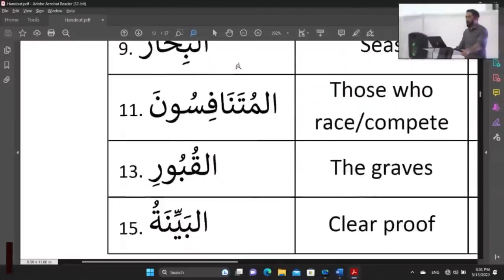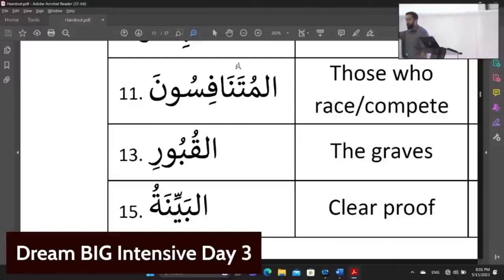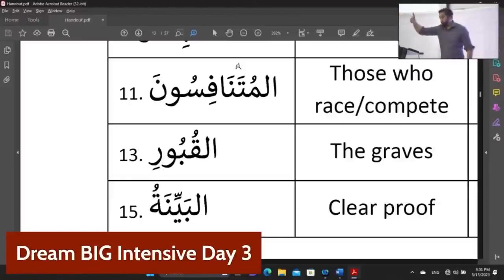So we get used to that. Al-mutanafisuna. I want 3 things. Status, number, and gender. What's the status? Una means what status? Rafa. Una means how many? Plural, done. Una means what gender? Masculine, because it's from the masculine chart, isn't it? Okay.